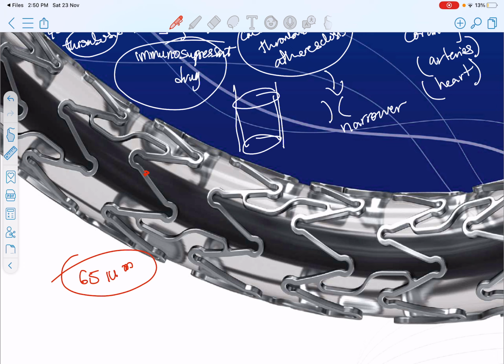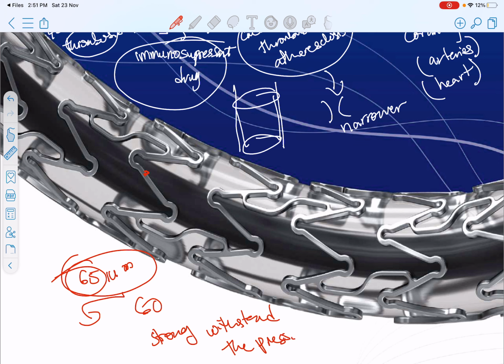Sometimes doctors can tell you there are some stents that are below 65 or below 60 microns. How is your 65 micron an advantage compared to this one? What you say is below 60, studies have shown that the metal itself is not strong enough to withstand the pressure in the artery, so stenosis might happen again.